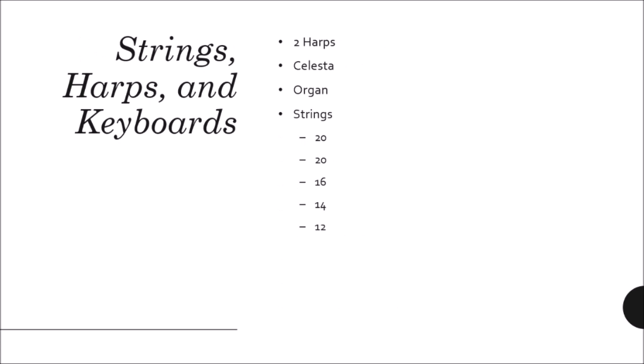And then string section. Here we have a very large string section with harps and keyboards. So 2 harps, celesta, and organ, just like in part 1. And Brian gives us the ideal number of strings is 20 firsts, 20 seconds, 16 violas, 14 cellos, and 12 basses. This is a lot of string.